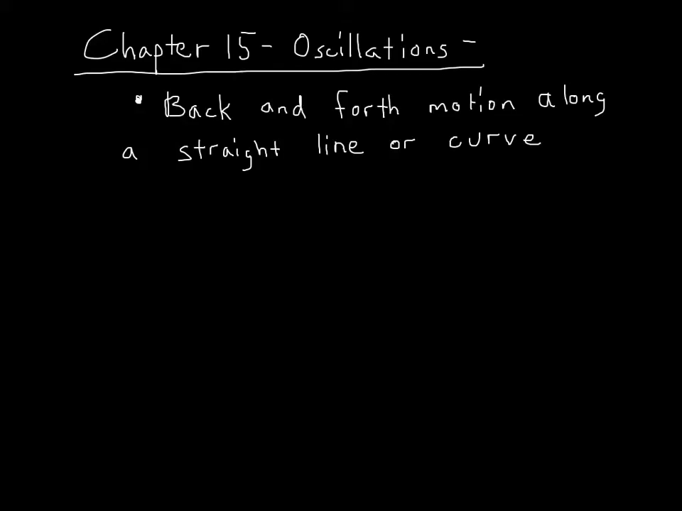So in chapter 15, we're going to talk all about oscillations. And oscillations describe how things move back and forth along a straight line or a curve. We have another phrase for this. It's called simple harmonic motion. So this is back and forth motion along a straight line or curve. Simple harmonic motion.